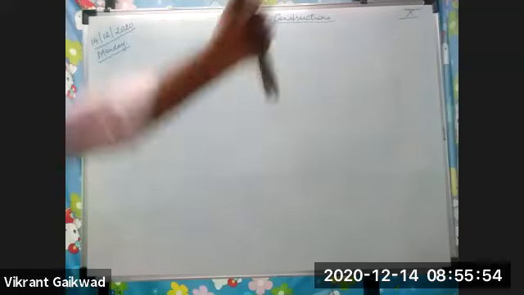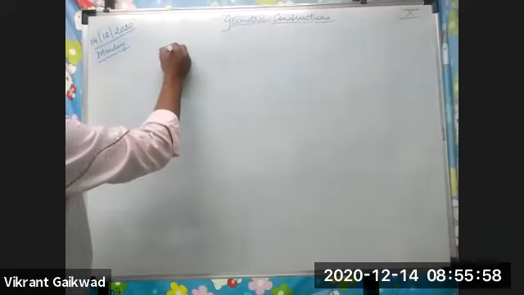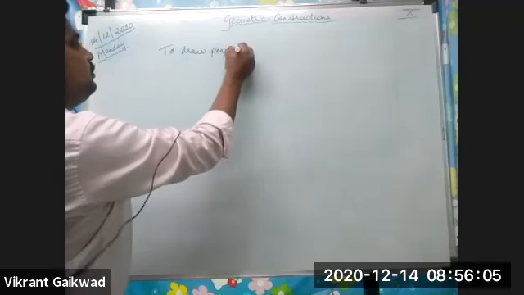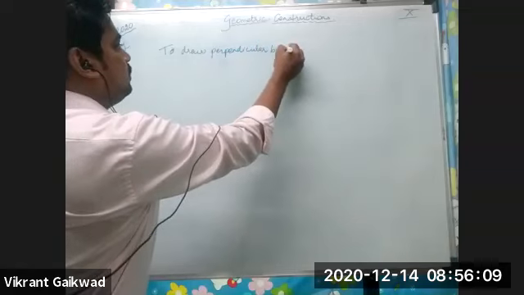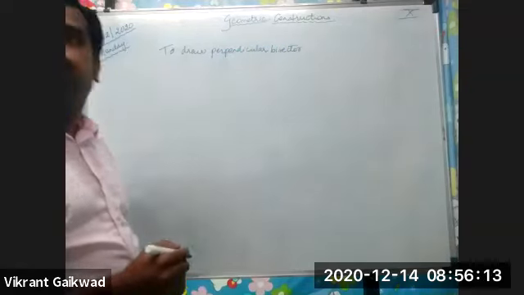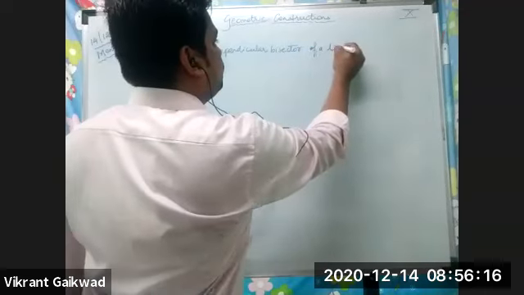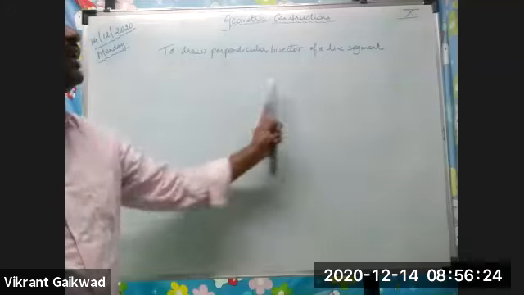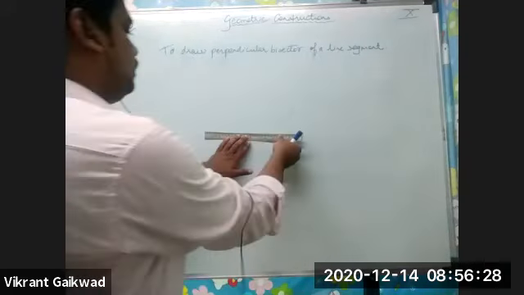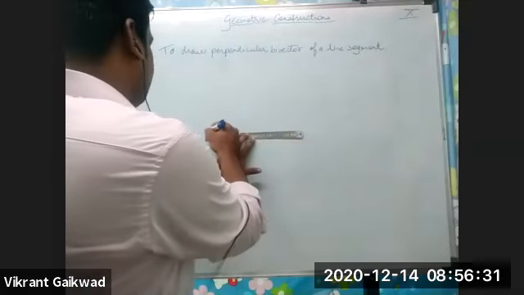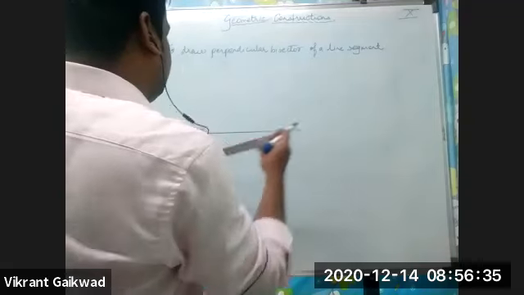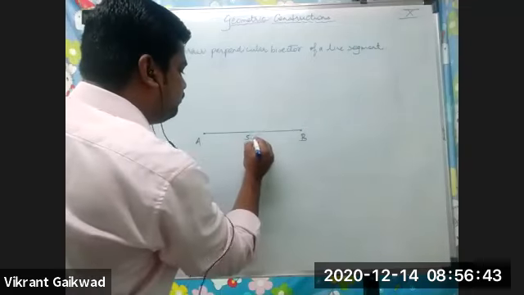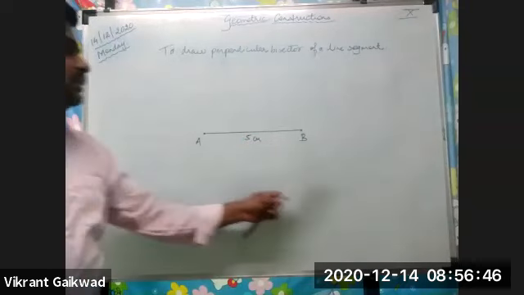First we learn how to draw a perpendicular bisector of a line segment. You have to draw the perpendicular bisector of a given line segment. For example, suppose I draw a line. See, this is line AB of 5 centimeters.